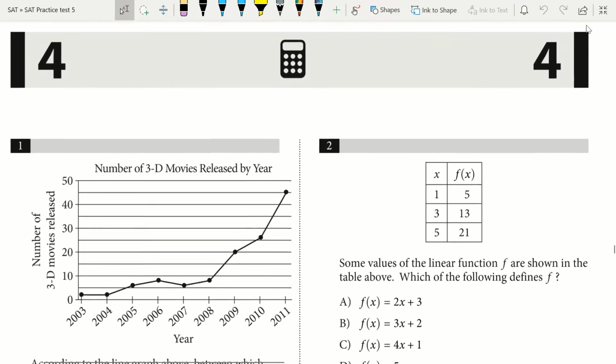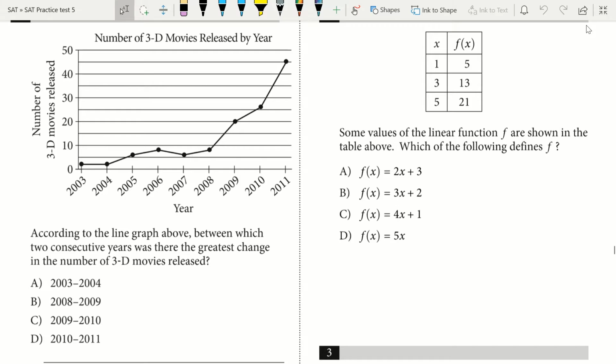Question 1. According to the line graph above, between which two consecutive years was there the greatest change in the number of 3D movies released? All right, well, if I look at my graph, my greatest change in the number of 3D movies released, which is on my y-axis, is going to be where I have the greatest slope. I have the greatest slope from 2010 to 2011, so therefore that will be my answer, and that will be D.